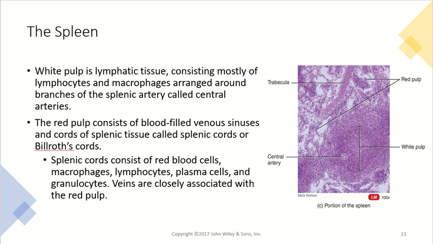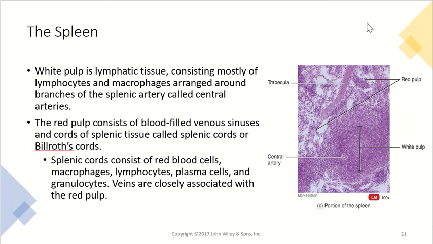White pulp is going to be lymphatic tissue. It is going to consist mostly of lymphocytes and macrophages that are arranged around branches of the splenic artery called the central arteries. The red pulp is going to consist of blood-filled venous sinuses, as well as cords of splenic tissue called splenic cords or Billroth's cords. Splenic cords consist of red blood cells, macrophages, lymphocytes, plasma cells, and granulocytes. And veins are going to be closely associated with this red pulp.